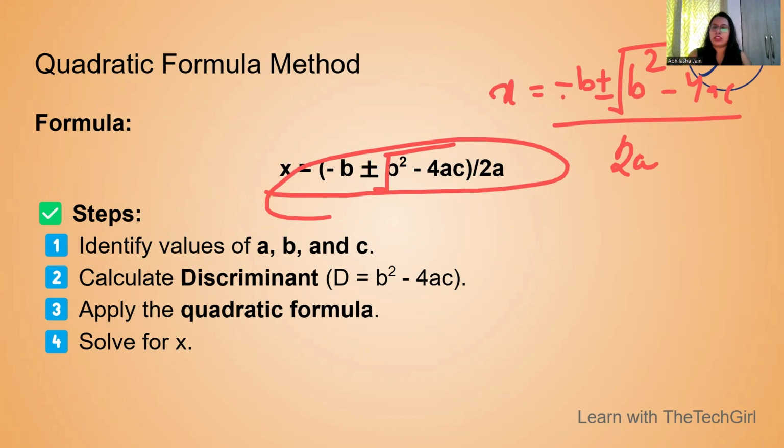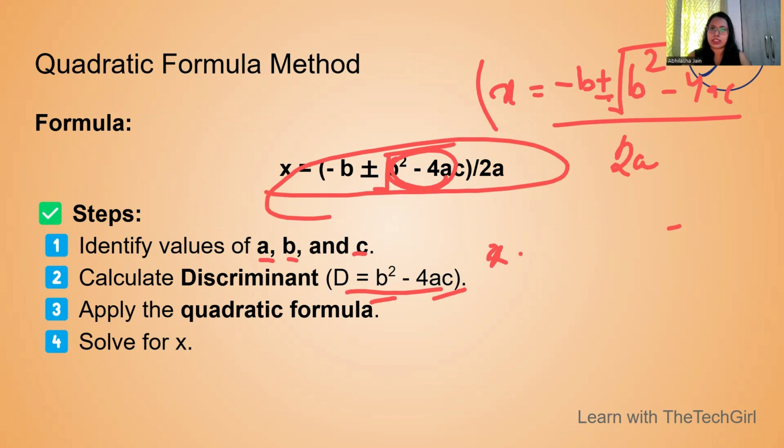Okay, so this is the formula. Now we have to identify the value of a, b, and c in an equation. And then we have to calculate the discriminant. So discriminant is nothing but the value inside the root. That is b square minus 4ac is your discriminant of the equation. And then you put these values in this equation. You get one value with plus, then one value with minus. So you have two x values, right?